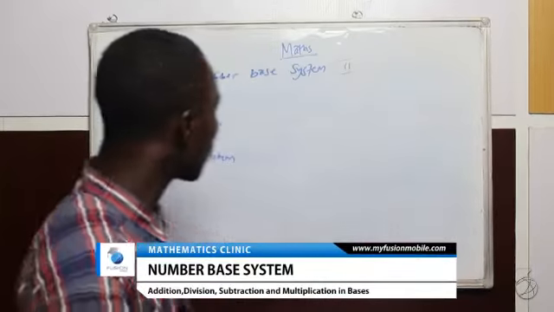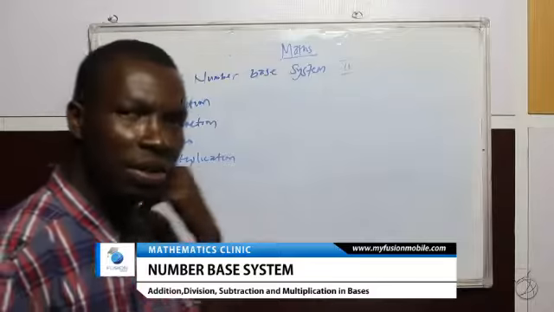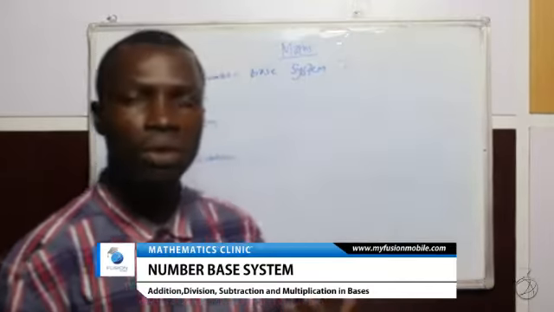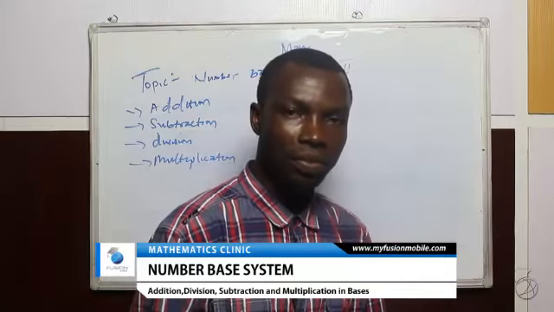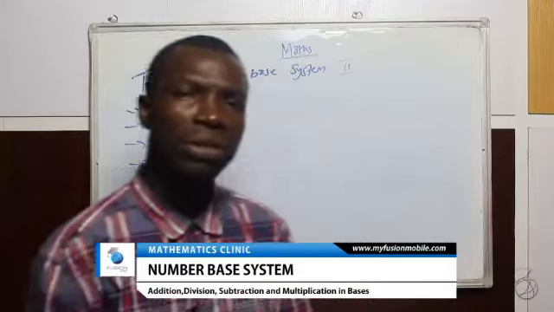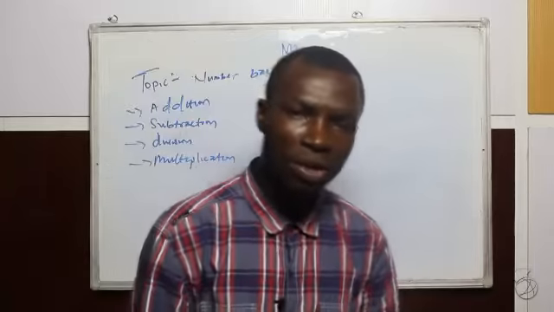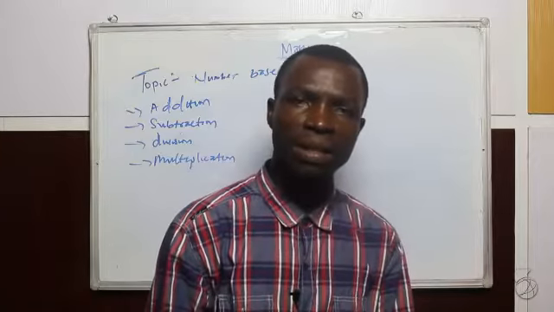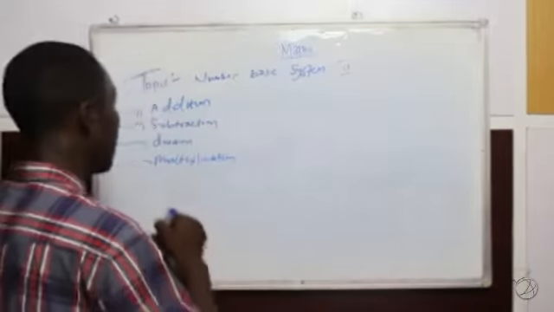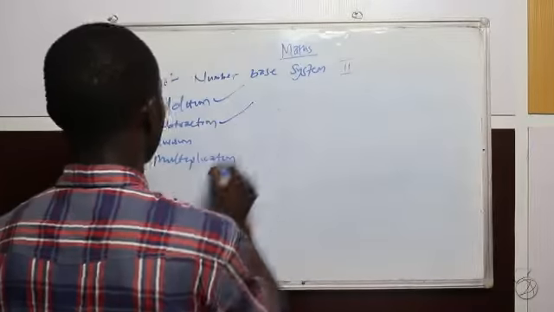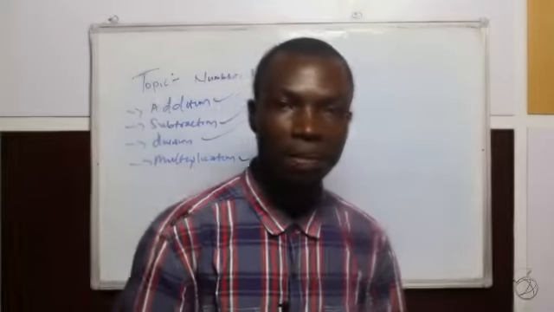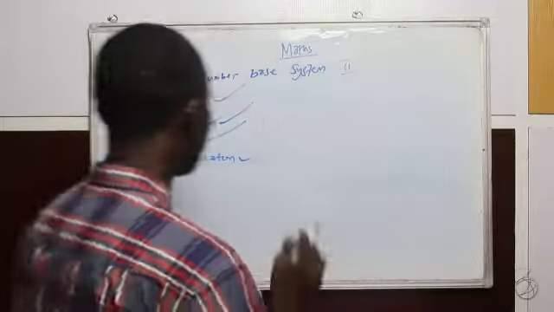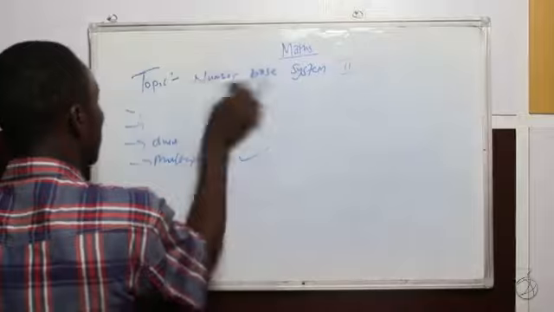Now, in number-based system 1, we considered the definition and the conversions of different bases to another base. Now, we are going to be considering different basic operations in number-based system. We are going to consider addition, subtraction, division, and multiplication in number-based system. For example, let's take this example under addition.